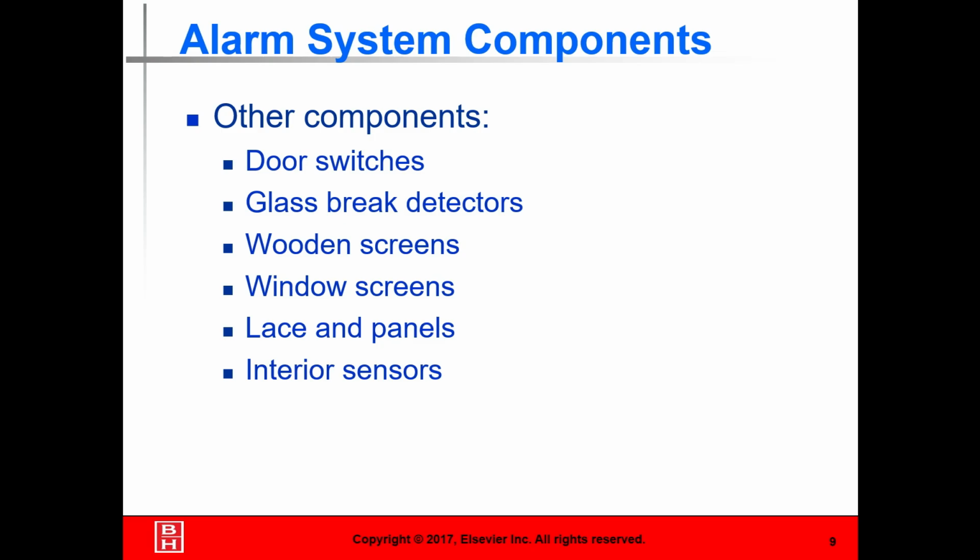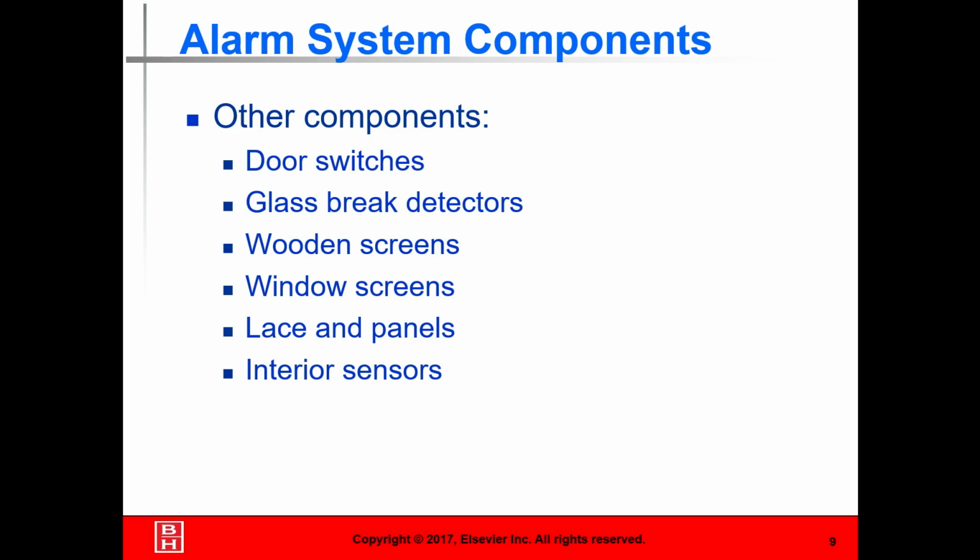Window screens: these devices are similar to regular wire window screens in a home, except they are fine-coated wires in part of the window. The burglar cuts them, and the alarm will go off. Lace panels again provide protection against entry by installing closed lace patterns of metallic foils to detect entry.